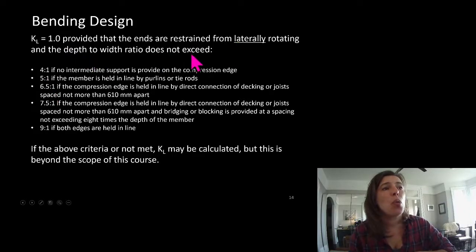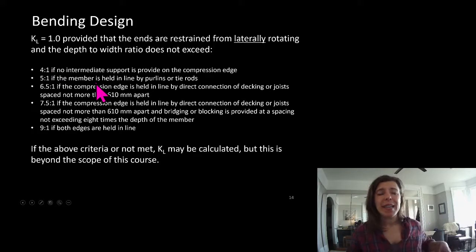And then the depth to width ratio does not exceed, and they say 4:1 if there are no intermediate supports on the compression edge. So no blocking or not screwed into plywood. 5:1 if the member is held in line by purlins or tie rods. 6:1 if the compression edge is held in line by direct connection of decking or joists spaced no more than 610 millimeters apart. 7.5:1 if the compression edge is held in line by direct connection of decking or joists no more than 610 apart and bridging or blocking is provided. And 9:1 if both edges are held in line. So if you have something less than 4:1, you're going to be fine.